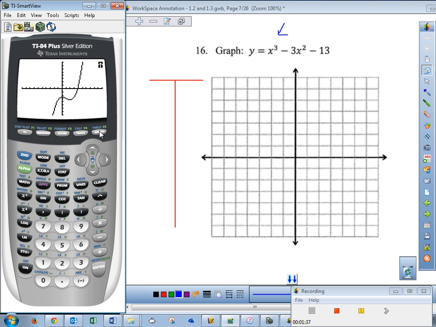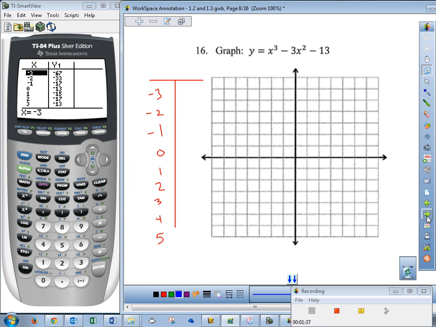Let's go to the table. And again, there's my same old -3 to +3 basics. So let's see what I did. Again, I'm going to go all the way down to even 5.